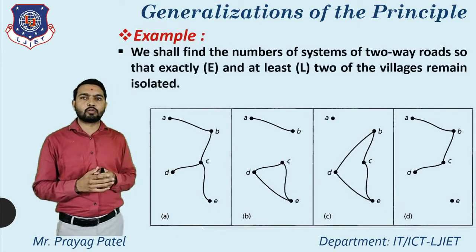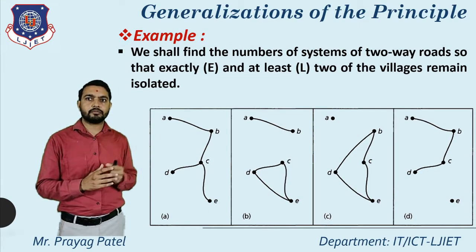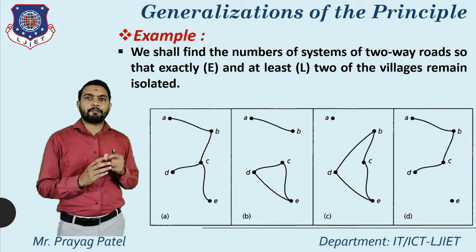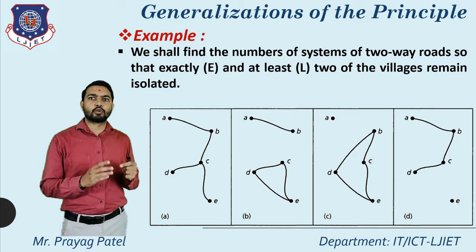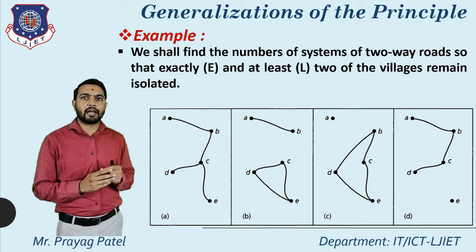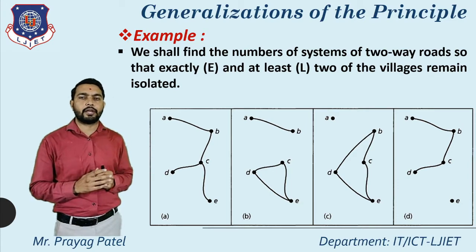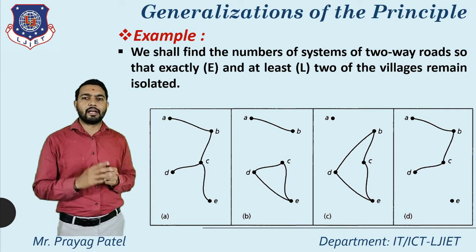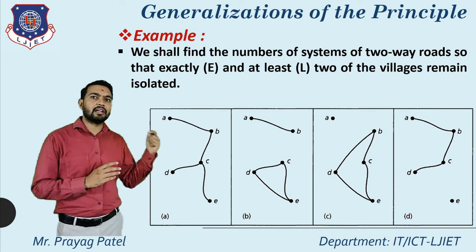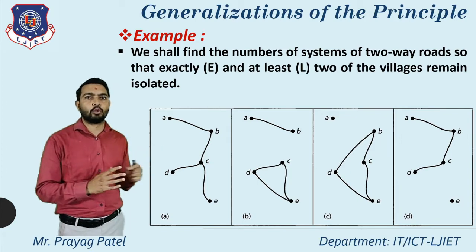Now, according to these two formulas, we can consider one example. Here we shall find the number of systems of two-way roads so that exactly, E, and at least, L, two of the villages remain isolated. So you have to find exactly two nodes isolated, and second, at least two nodes isolated.